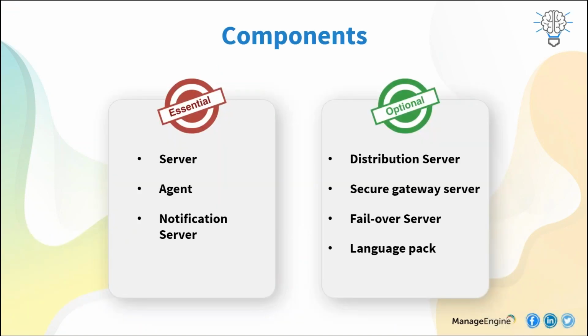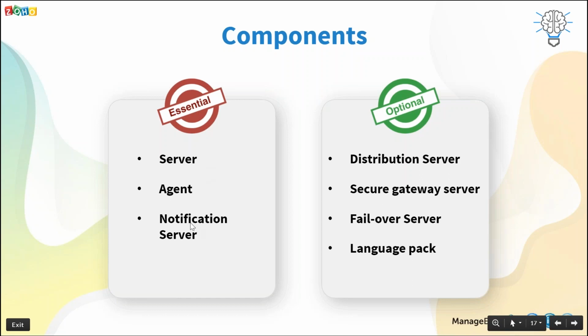That said, let's move on to the components of Desktop Central. On one side, we have the essential components for Desktop Central, while on the other side, we have optional components. Now let us discuss each component one by one. Desktop Central server has to be installed in one of your computers in the head office. Since Desktop Central is based on a client-server model, wherein the agents need to be installed on the computers that you wish to manage using Desktop Central, server and agent are the essential components.